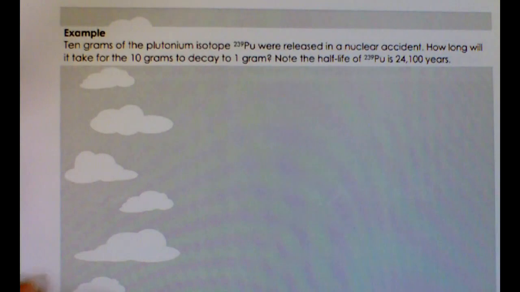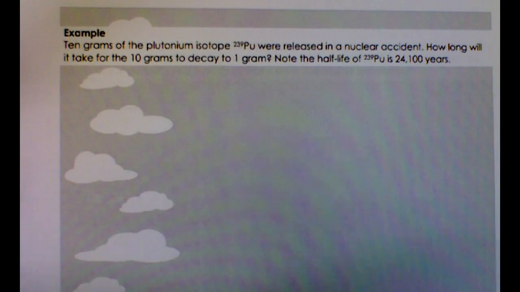Now let's have some context. 10 grams of the plutonium isotope 239Pu were released in a nuclear accident. How long will it take the 10 grams to decay to 1 gram? Note the half-life is 24,100 years.